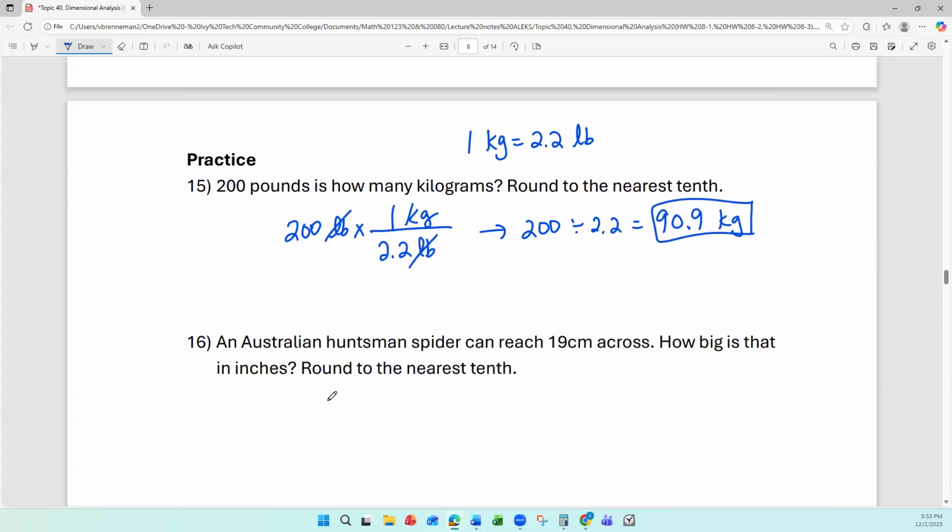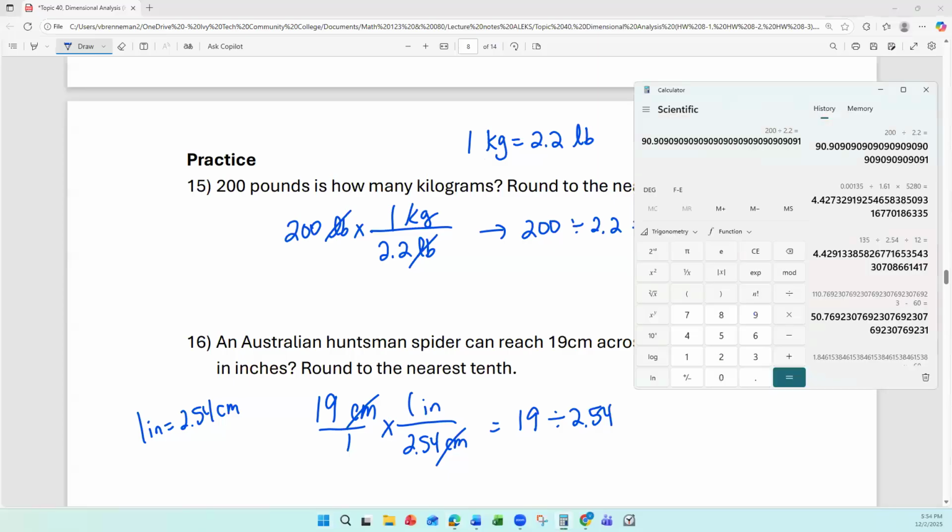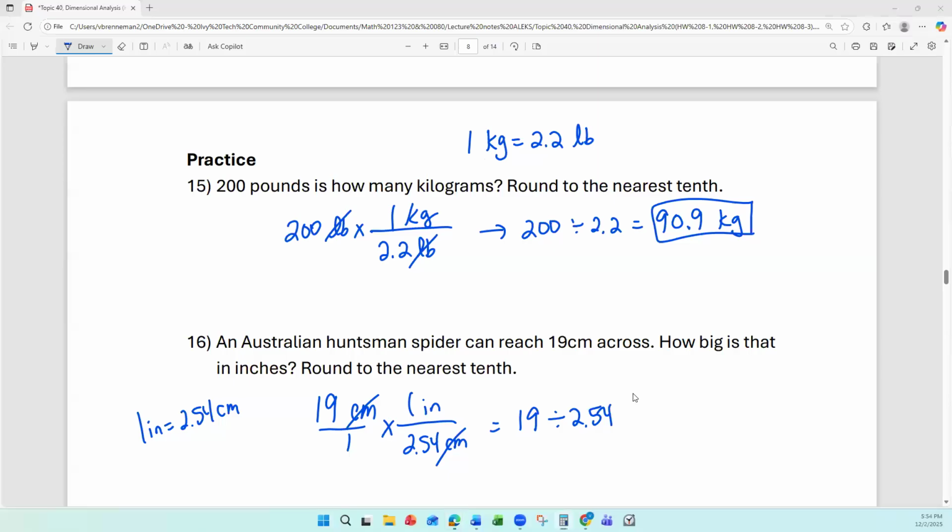The next one, we have 19 centimeters, wanting to convert to inches. So starting with the 19 centimeters, and it's 1 inch is 2.54 centimeters. Put the 2.54 centimeters on the bottom and the 1 inch on the top so that the centimeter units cancel. And it's going to be 19 divided by 2.54. And that is 7.48 or 7.5 inches.